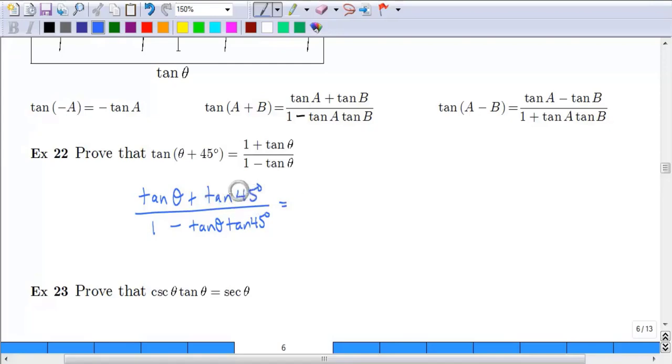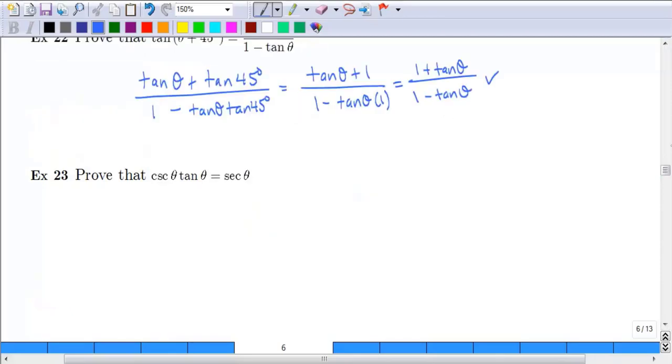We know that the tangent of 45 degrees is 1, so we end up with the tangent of theta plus 1 over 1 minus tangent of theta times 1. And if you rearrange these, which you can do because addition is commutative, subtraction is not, but addition is commutative, we get 1 plus the tangent of theta over 1 minus the tangent of theta. And again, 1 times tangent is just tangent. We didn't have to rearrange the order. We get to what we wanted.